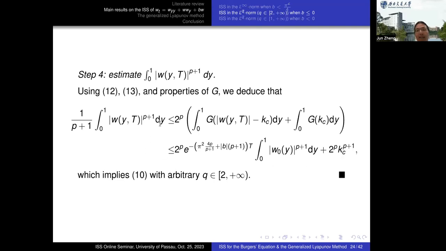In fact, this estimate implies the ISS in the spatial L^(P+1) norm because P can be an arbitrary constant. So we can conclude that the system is ISS in the spatial LQ norm for any Q no less than 2. Here we can define Q by using the sum of P and 1. So we have completed the proof for the ISS when B is negative.